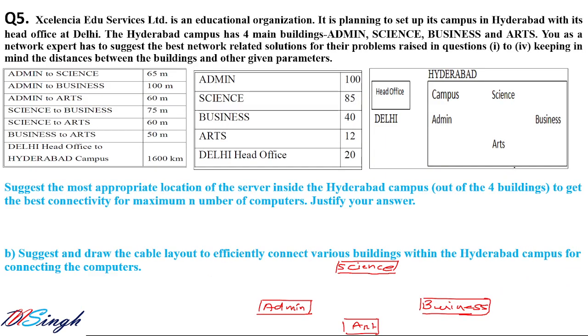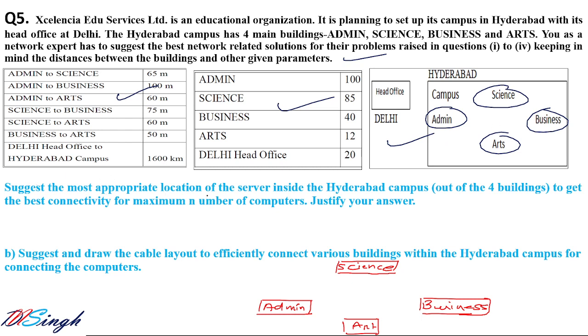Going to the next question. There you have again some theory associated with the question. Distance is given, number of computers is given, and another table. Some other data is given, like in campus how many blocks are there: science, admin, arts, and business. So these are the blocks.